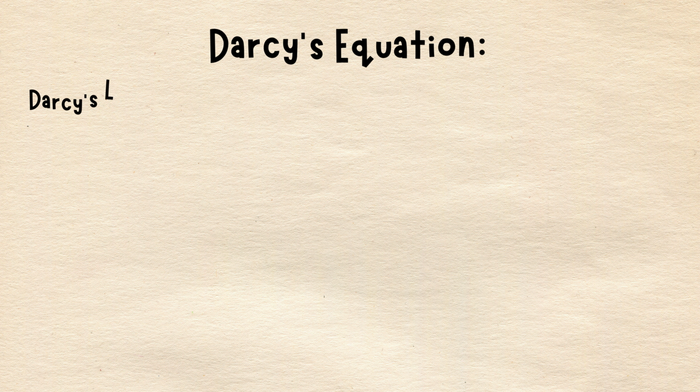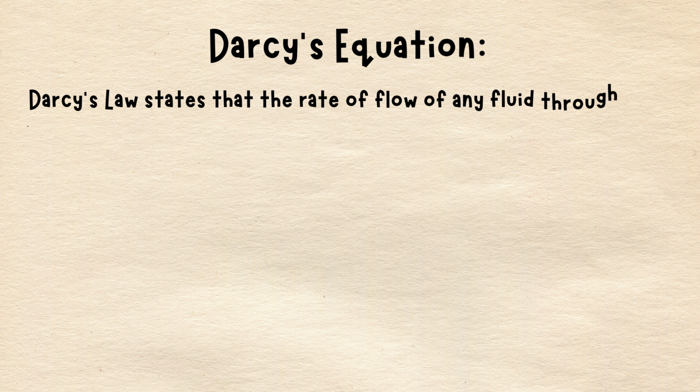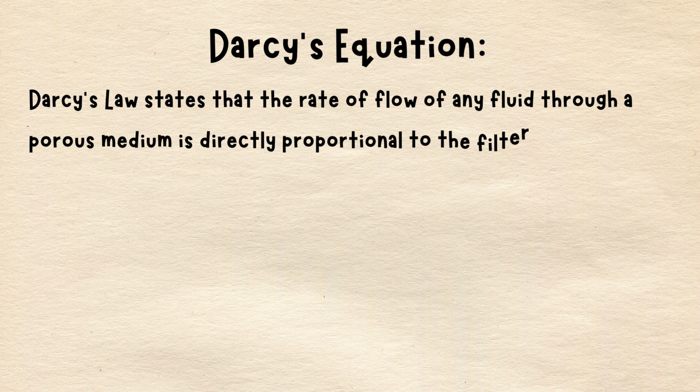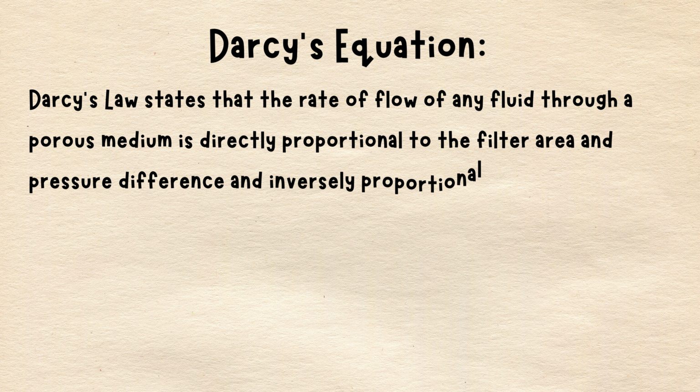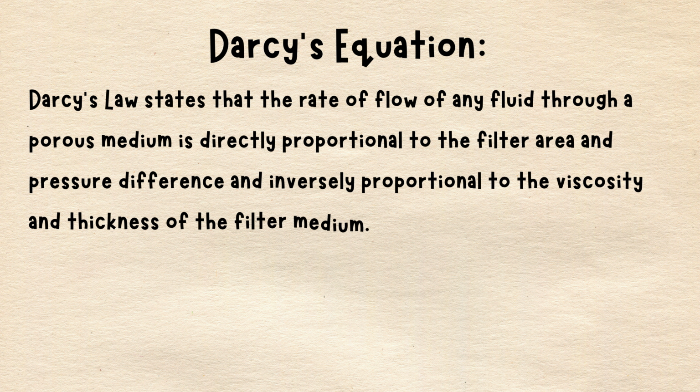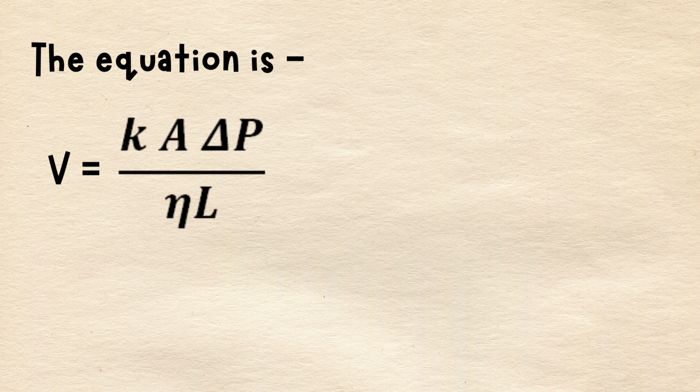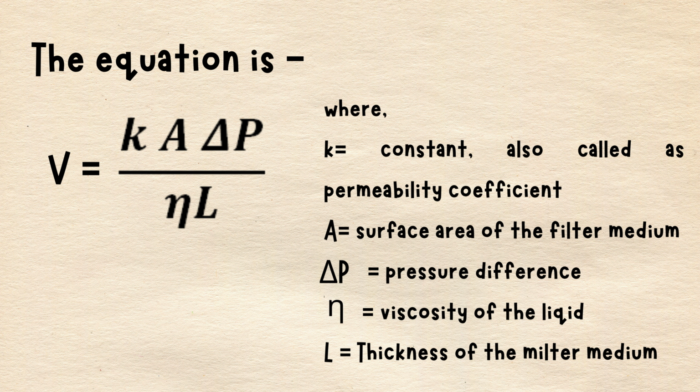Next, Darcy's equation. Darcy's law states that the rate of flow of any fluid through a porous medium is directly proportional to the filter area and pressure difference and inversely proportional to the viscosity and thickness of the filter medium. The equation is V equals K A del P divided by eta L, where A is the surface area of the filter medium, del P is the pressure difference, eta is the viscosity of the liquid, L is the thickness of the filter medium, and K is a constant, also called the permeability coefficient.